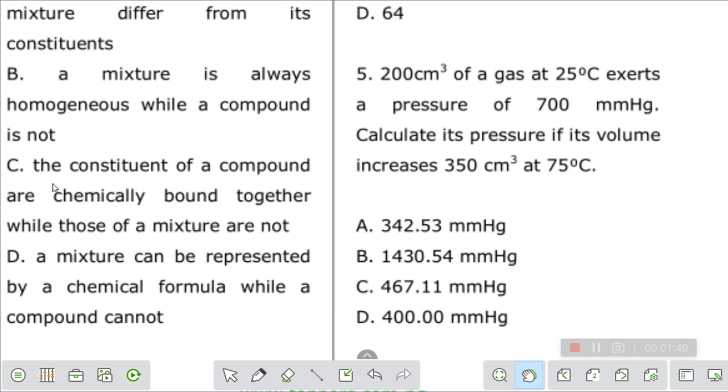Option C, the constituents of a compound are chemically bound together. Yes, that is correct, right? They are chemically bound together. But those of a mixture, they are not chemically bound. And option D says a mixture can be represented by a chemical formula.